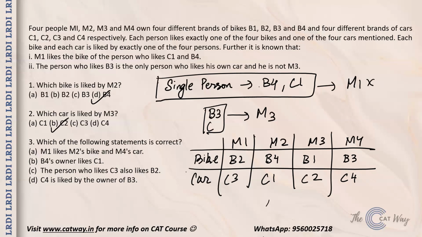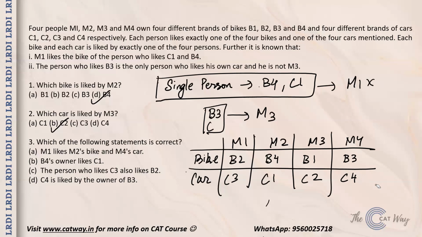Now, which of the following statements is correct? M1 likes B2's bike and M4's car. That is not correct. He does like M2's bike, but he does not like M4's car. He likes M3's car. Next, B4's owner likes C1. B4's owner is M2, and that person should like C1. So that is absolutely true. Hold on, B4's owner, that is M4, should like C1. That is not happening. He is liking C4. Option number B is also not right.